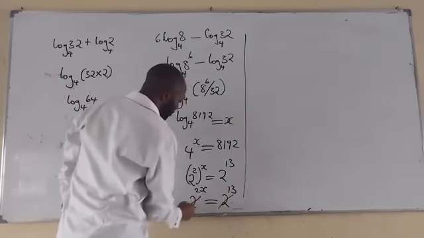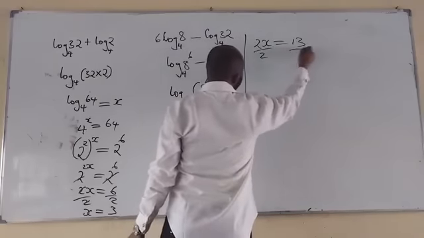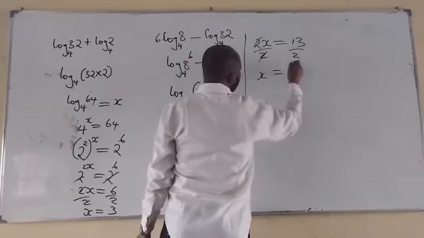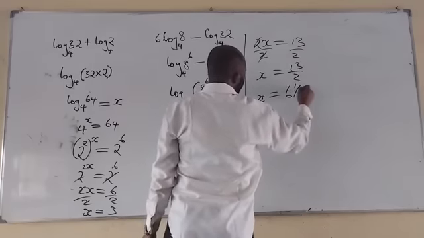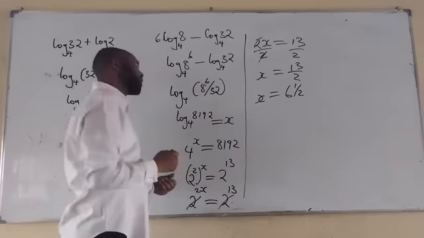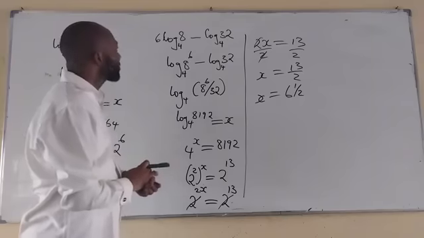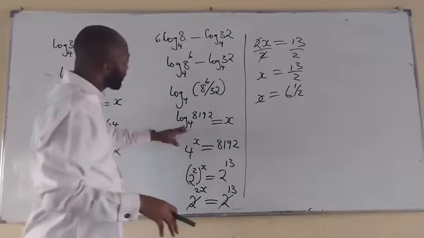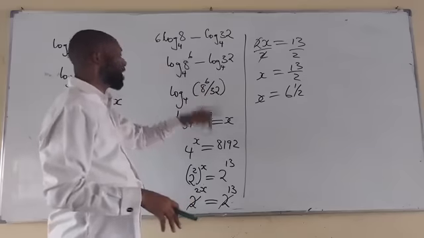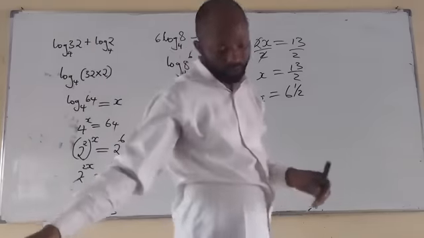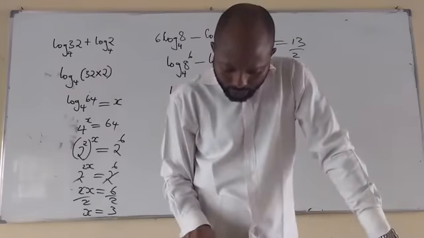So I cancel out 2. So 2x is equal to 13. Divide both sides by 2. x is equal to 13 over 2, which is 6 and 1 over 2. 13 divided by 2 is 6, remember, 1 over 2. So the number of times 4 can be raised to give us 8192 is 6.5 times. Okay, let's take another question.